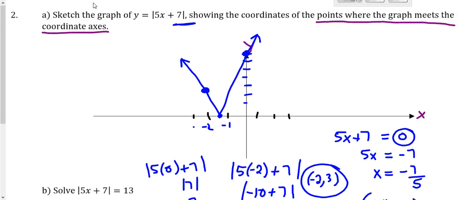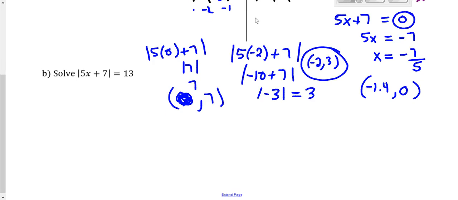But there's our sketch of the graph showing the coordinates. Both coordinates are shown. We can even label these: 0, 7, and negative 2, 3. And yeah, there it is. Your graphs on your papers will be a little bit more clear than this.